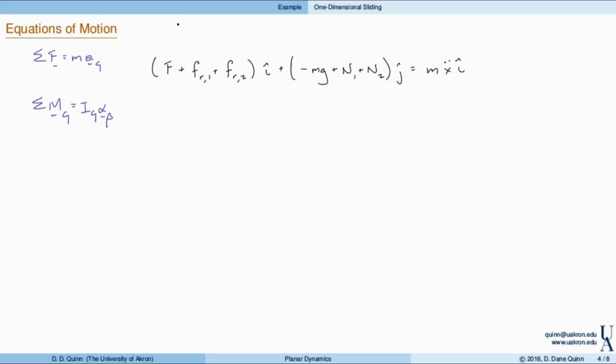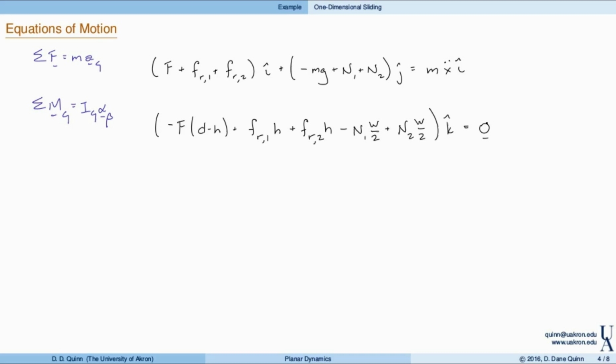So as a result, we can find that the total net moment acting on the block is minus F times (d minus h) plus the friction force at the left support times h plus the friction force at the right support times h minus N1 times w over 2, that was the width between the supports, plus N2 w over 2, and all of those are in the k direction. And again, because there's no angular acceleration, this has to vanish.